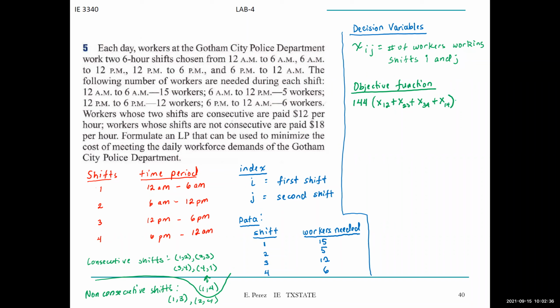And then we have the other option, which is working non-consecutive shifts. And these are paid $18 an hour. So 18 times 12 equals 216. And this is for the decision variables in which you have non-consecutive shifts. So that will be x13, x24. So that is the function. And obviously, what you're trying to do is to minimize that function.